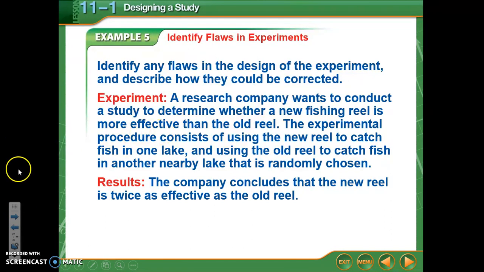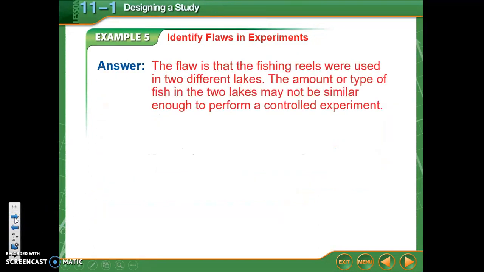A research company wants to conduct a study to determine whether a new fishing reel is more effective than the old reel. The experimental procedure consists of using the new reel to catch fish in one lake and using the old reel to catch fish in another nearby lake that is randomly chosen. And then the results were the company said, okay, well, the new reel is twice as effective as the old reel. Can you find any issues with this experiment?